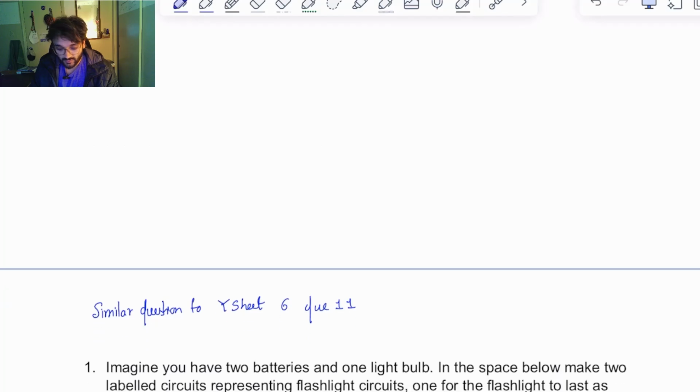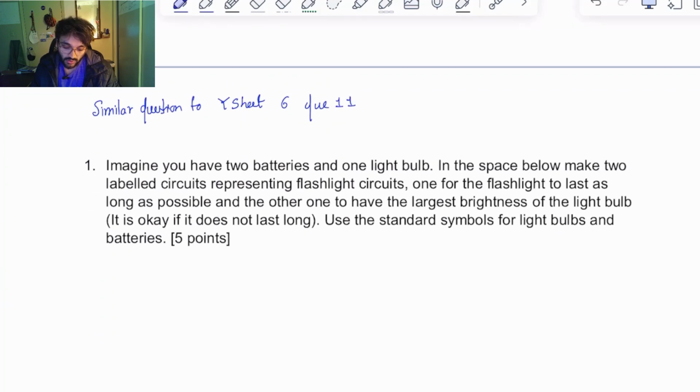The test starts with the first question, and this question is very similar to question 11 in yellow sheet 6. So the question is, imagine you have two batteries and one light bulb.